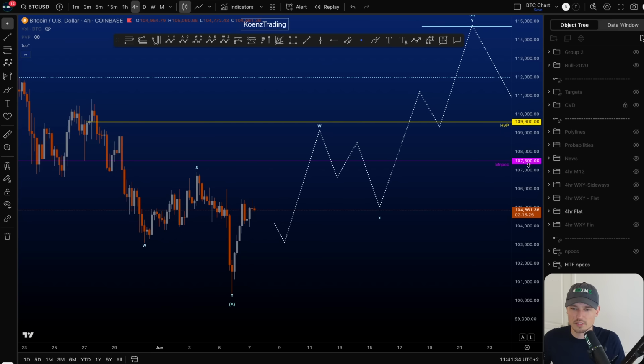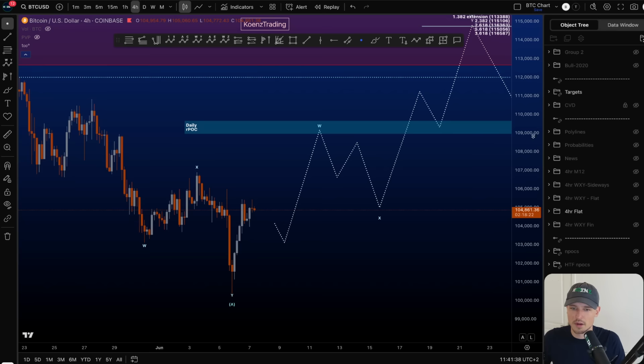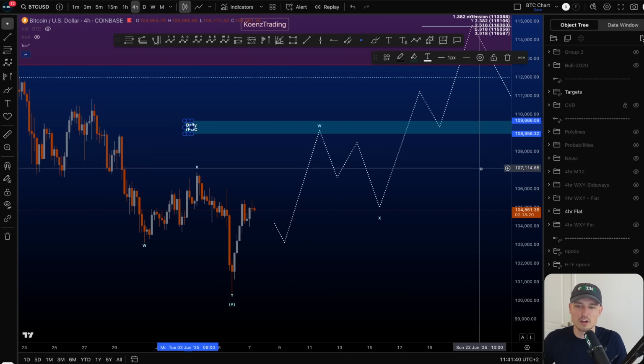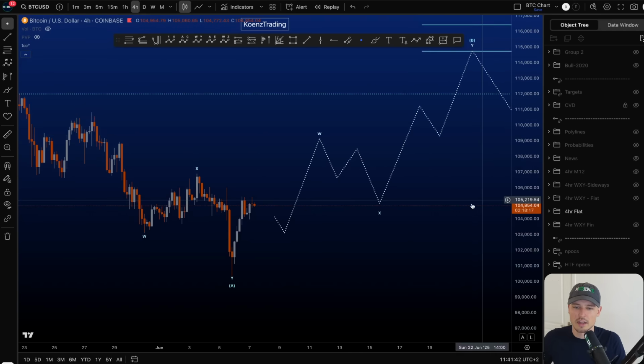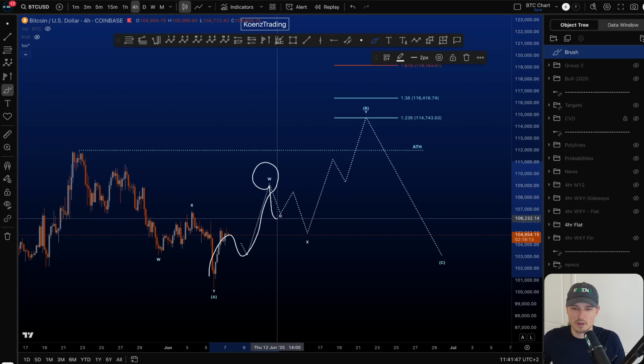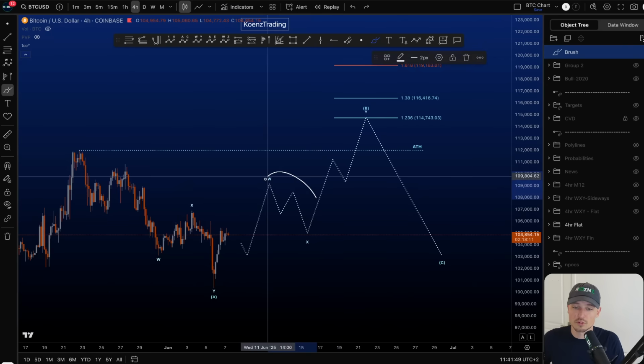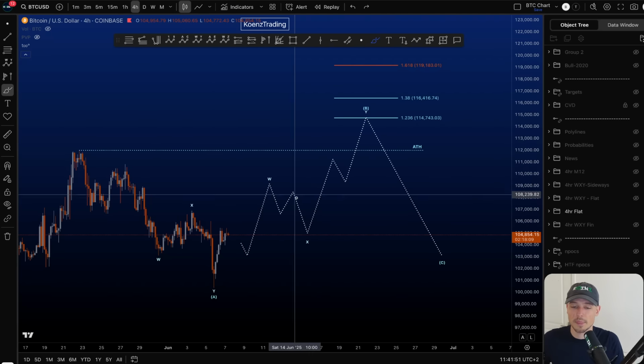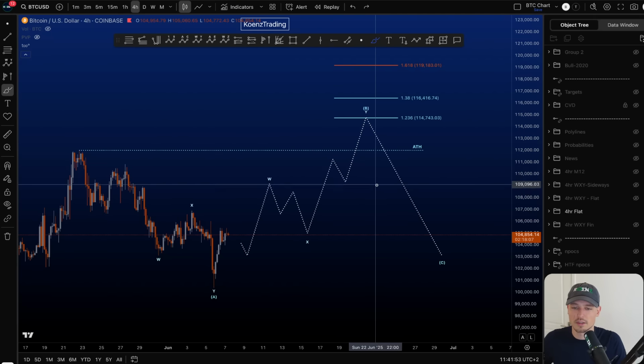We have some resistance at 107.5K. That's the first area, but my main area of resistance here is around 109. So that is definitely an area that I keep in mind. But then after your 3-wave move up in W, you look for your wave X, which should of course be a corrective structure. And then you look for your wave Y, which has to be a zigzag.